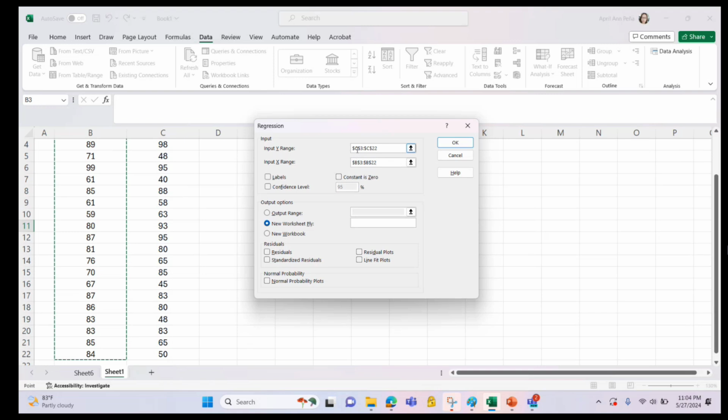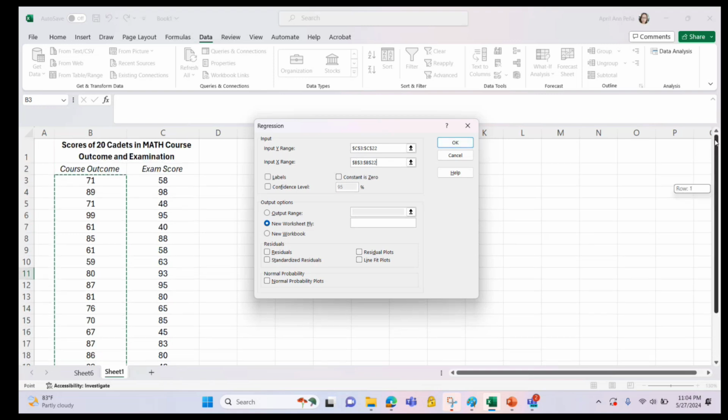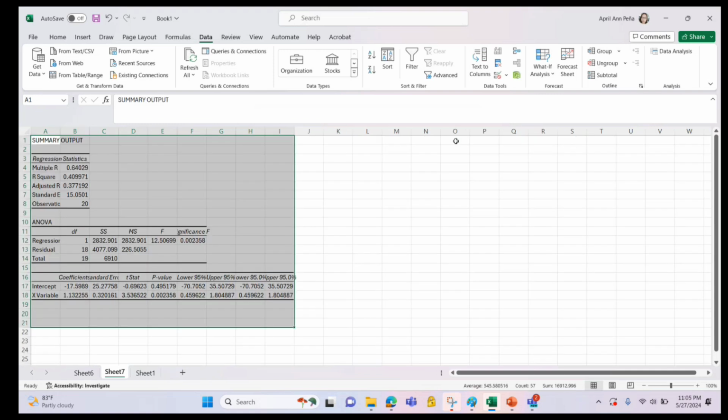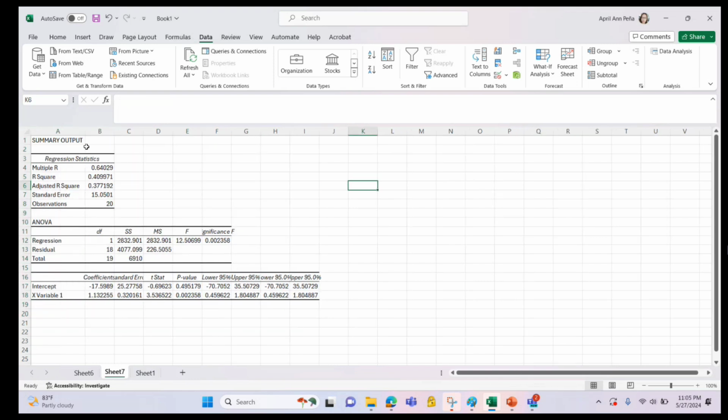Okay, so you can try to check. On C, we do have exam score, so that is our dependent variable. And then column B, we do have the course outcome, so we do have the independent variable. After that, you just click OK. Another sheet appears, so we're just going to adjust the width. As what you can see, we do have here the summary output of the regression statistics.